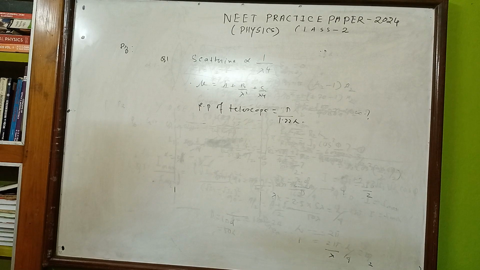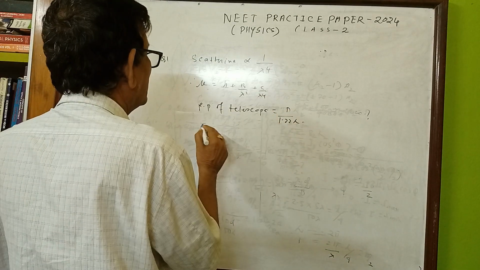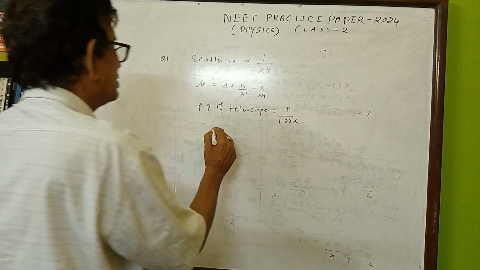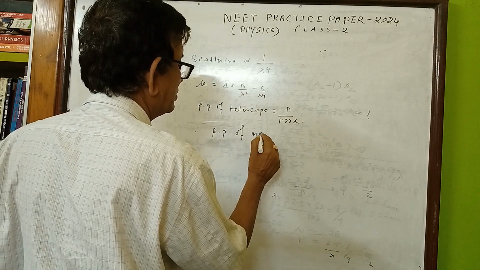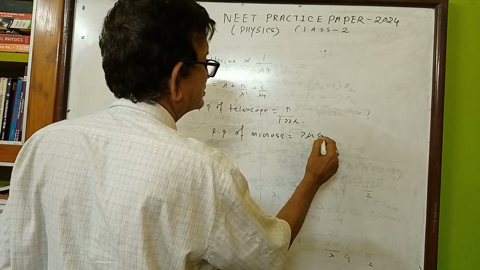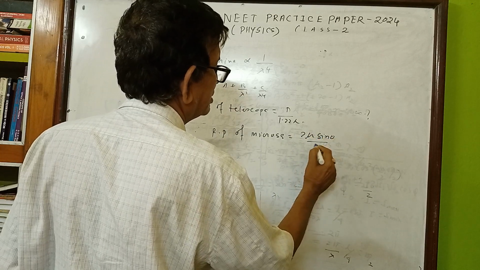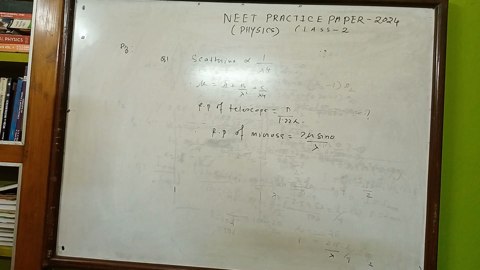Okay. Next thing is the distinct vision. Now another thing I am telling, resolving power of a microscope. Microscope, that is equal to 2 mu sin theta by lambda. Mu is the refractive index, theta is the angle subtended by the object at the eyepiece.